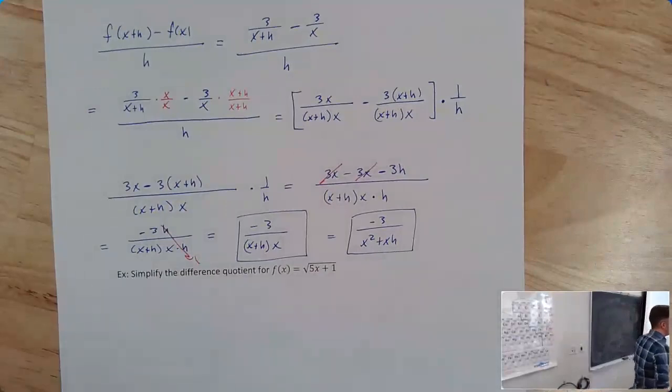Simple as it gets. So again, when you're simplifying a difference quotient, your goal is to make sure that the h that you started out with in the original expression cancels out.